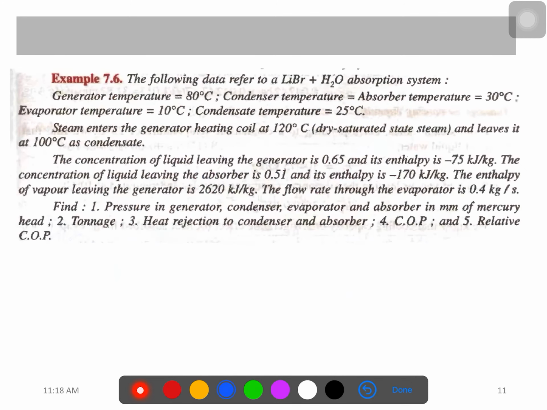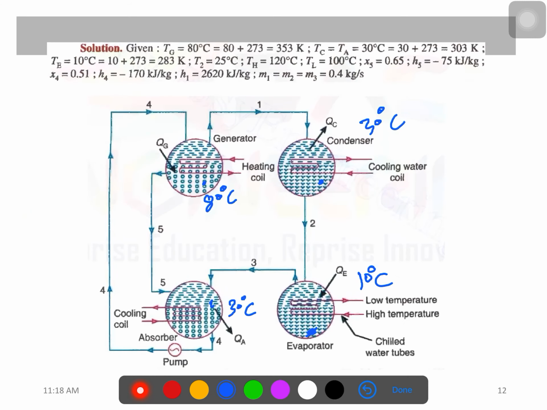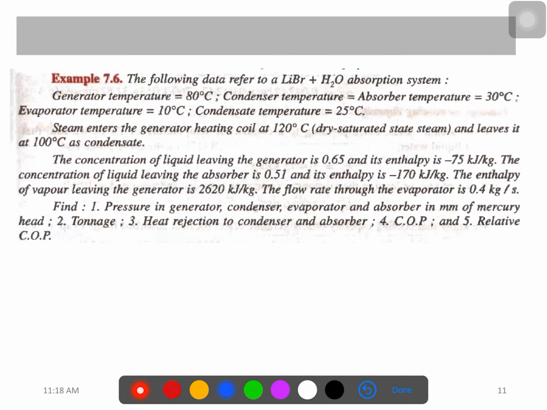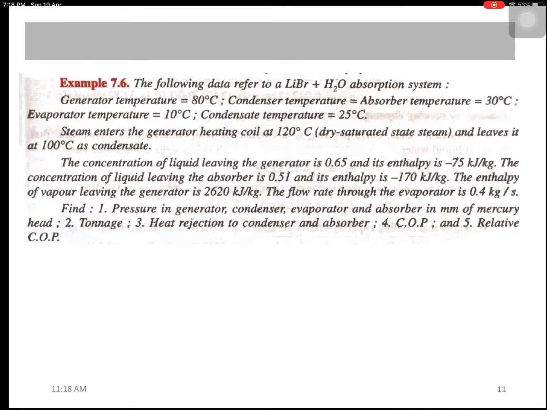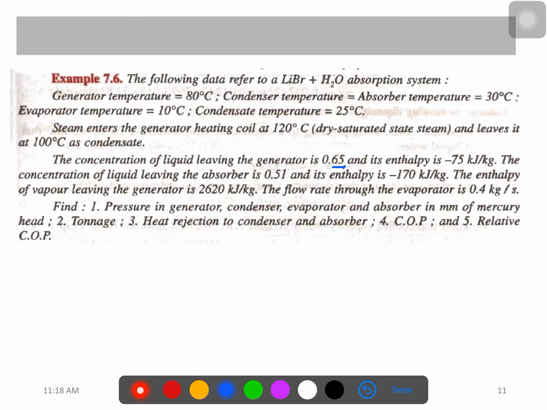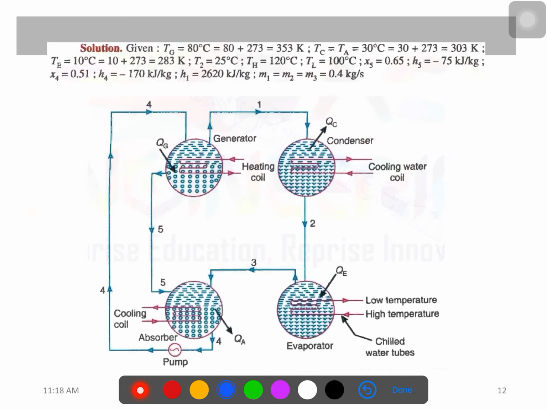Is any other thing given to you, like condensate temperature? Condensate temperature means after condensation what is the temperature? This is the temperature at this point, 25 degree centigrade. These temperatures are given to you. So anything else? Yes, from the given data you can see concentrations are given to you. Concentration of the liquid leaving the generator, that is 0.65, and its enthalpy is also given to you.